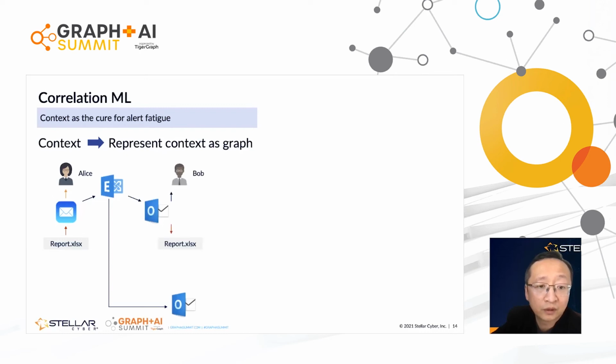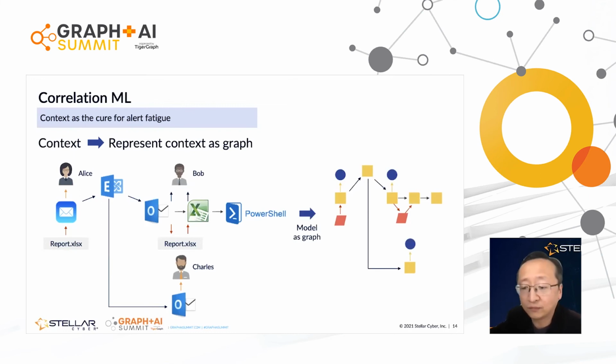Bob opened this report through Excel, but unfortunately this is a weaponized document, an attack. Once it opens, it also opens a PowerShell and launches an attack. So this can be illustrated on the graph relationship. And Charlie didn't open it, so he's not infected yet. As you can see, for this context, we can encode it in a graph.